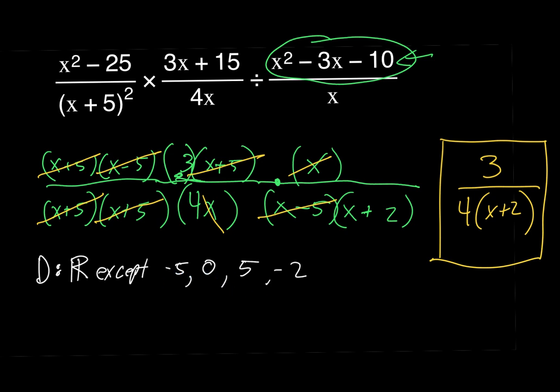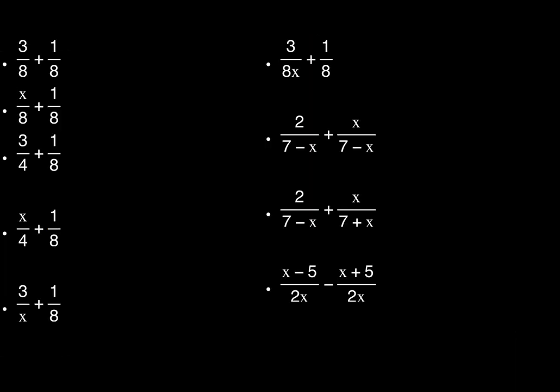Set notation for this would be complicated. It'd be negative infinity up to negative 5, negative 5 to negative 2, negative 2 to 0, 0 to 5, and then 5 to positive infinity. It'd be a messy write up. This would be a faster and quicker way. Easier, simpler, cleaner. All right, take a moment and simplify each of those for me, please.